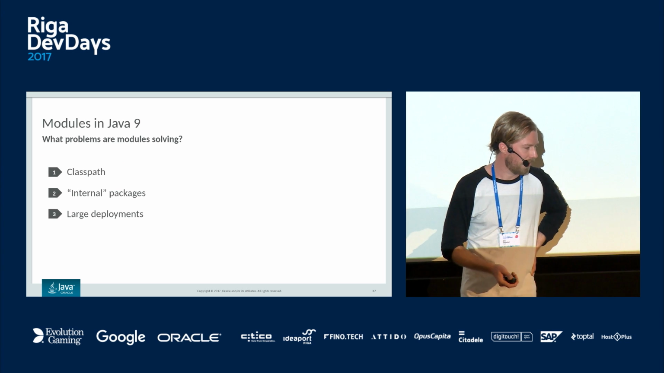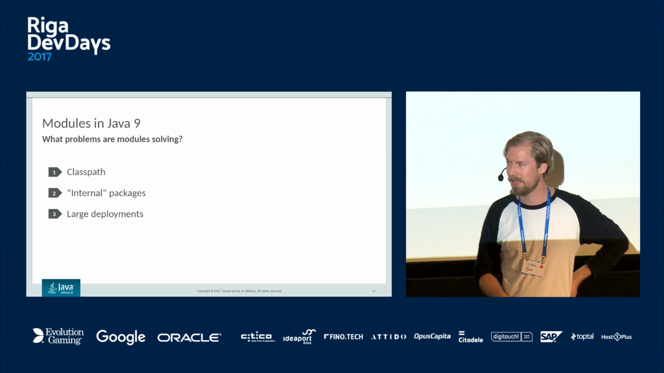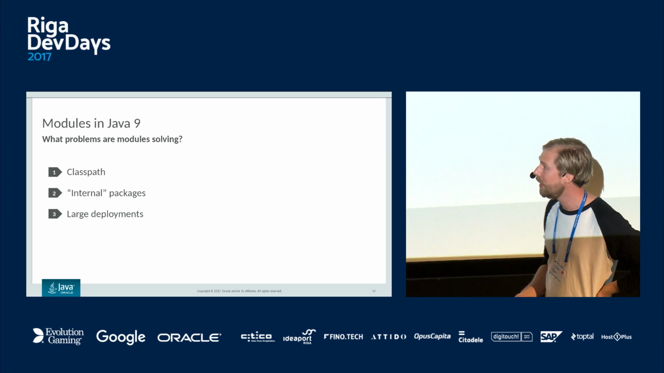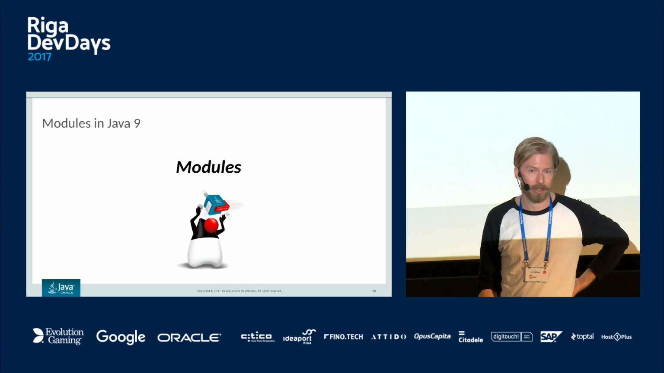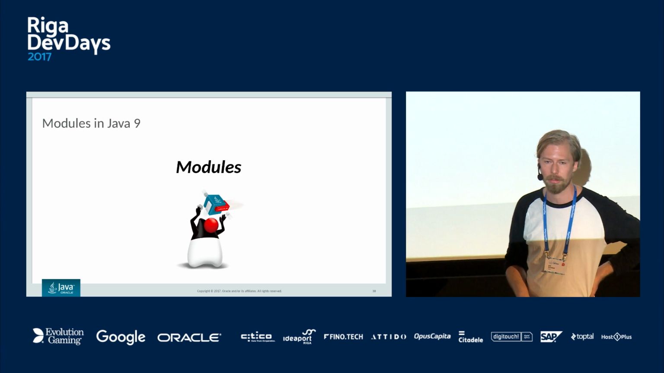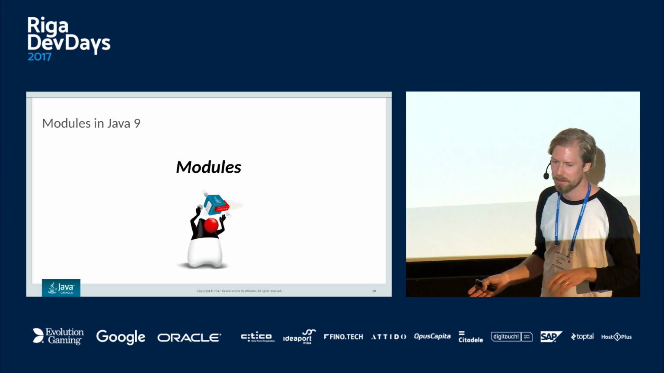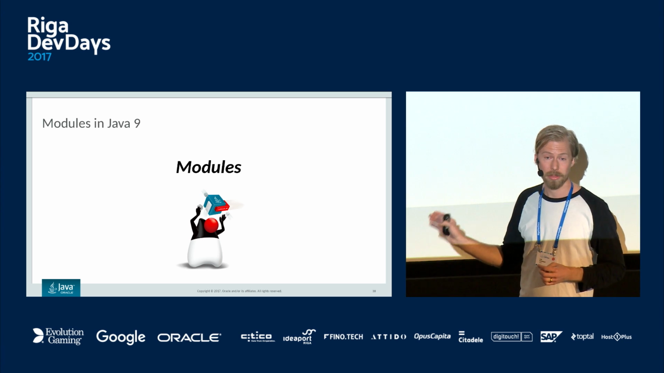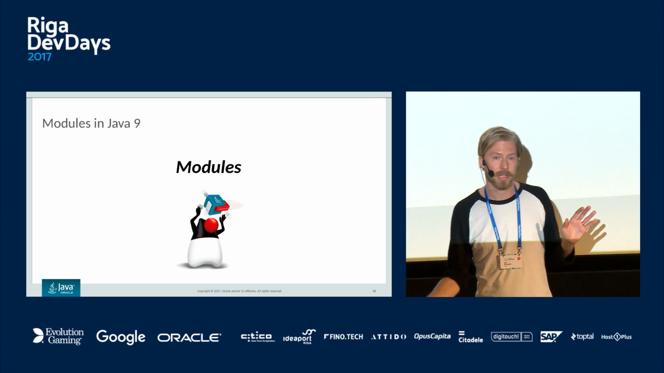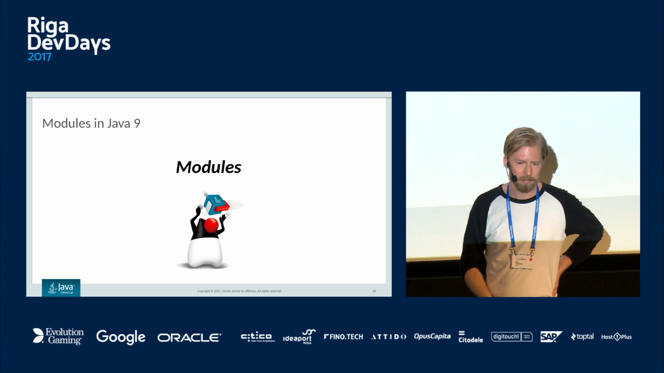So, these were the, oh, there's a typo. Class path, internal packages, and the size of the JRE itself. So keep these in mind, because now we're about to enter the world of modules and how they solve these problems. Now, modules is a new feature for Java 9, and in this talk, I'm talking about modules as in the Java platform module system. There are other module systems out there, but this will focus on the Java platform module system.